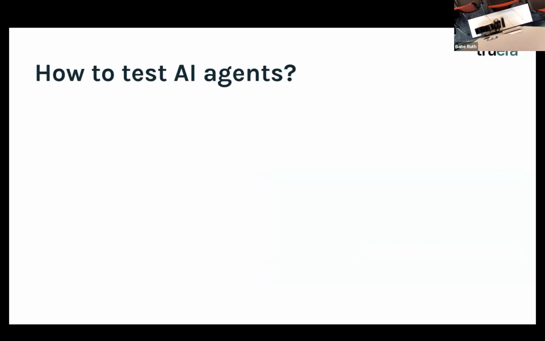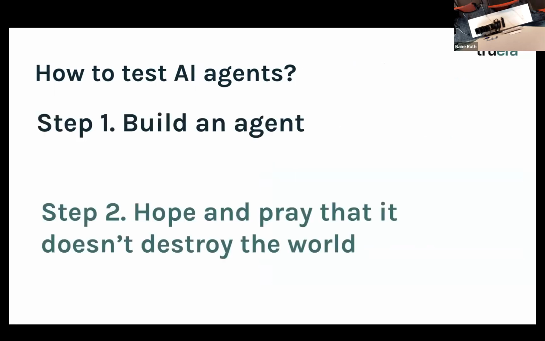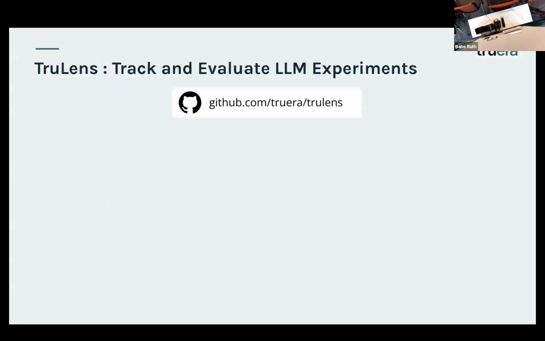So how do people test AI agents today? First, we build our agent. And then a lot of times we hope and pray that it doesn't destroy the world. So hopefully we can try and do a little bit better than that. And this is why we built TrueLens.